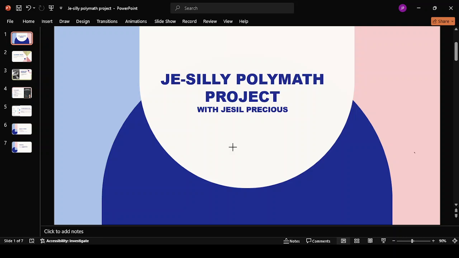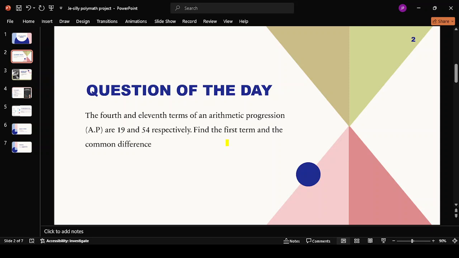One of the most on my list is a quiz. So, question of the day, or more like a quiz of the day. The fourth and 11th term of an arithmetic progression, AP, that's short for arithmetic progression, are 19 and 54 respectively. Find the first term and the common difference.